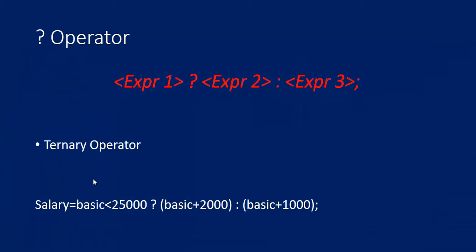This is a ternary operator. Say there is one example: salary equals basic less than 25,000. If it is so, then basic plus 2,000, otherwise basic. If it is no, that is, greater than 25,000, then basic plus 1,000. Okay, I will try this one also.